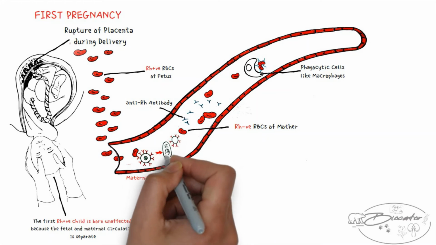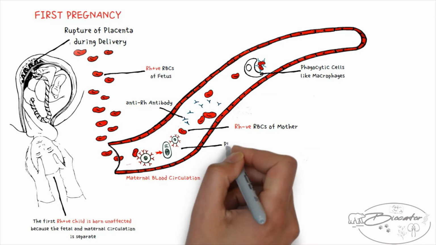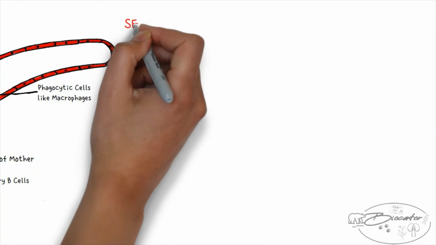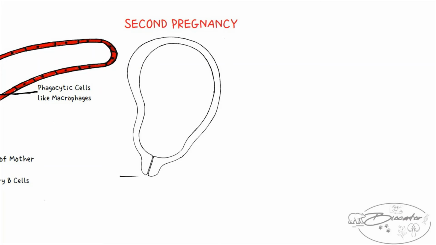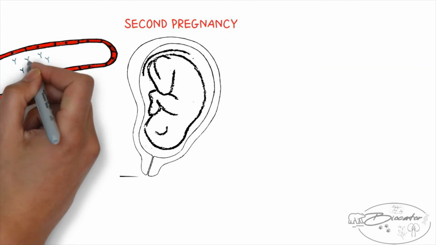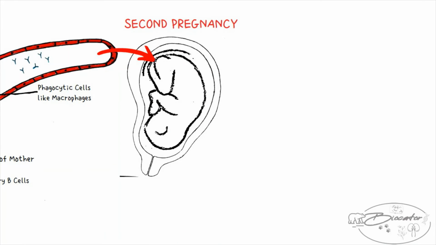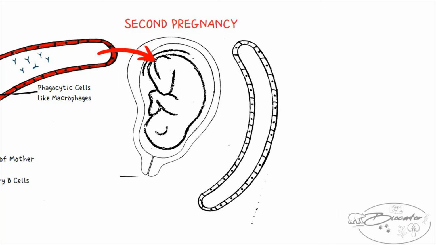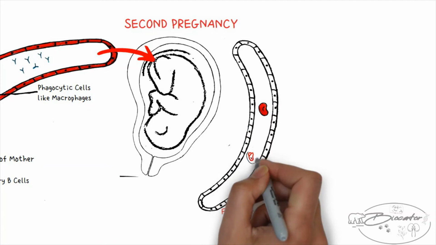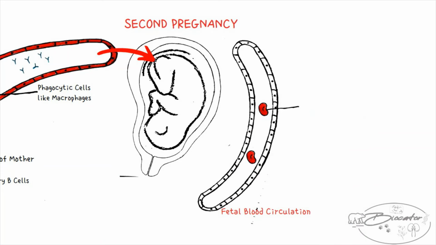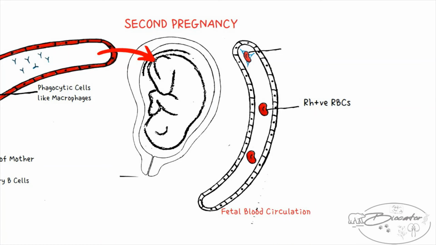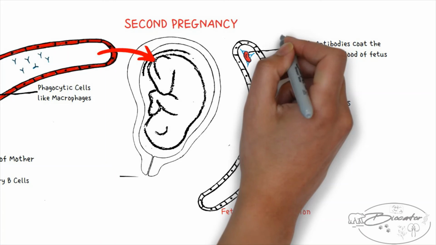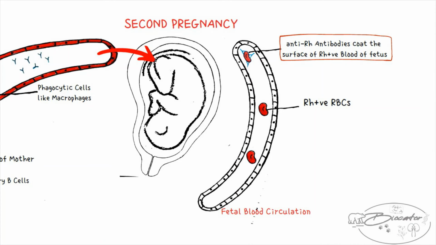These B cells will also differentiate into plasma and memory B cells. So in a subsequent second pregnancy with an Rh positive fetus, these memory B cells will become active and secrete antibodies against the Rh antigens in the maternal blood, which will cross through the placenta and enter the fetal circulatory system. In the fetal circulatory system, we have normal Rh positive red blood cells, and these antibodies will bind to the surface of these Rh positive red blood cells and initiate phagocytosis in a similar fashion to what we saw in the maternal circulatory system.